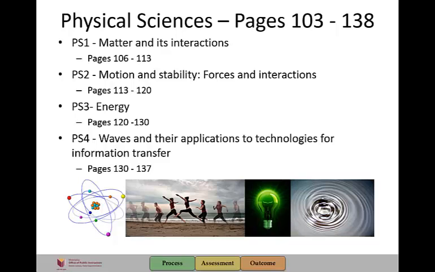So the first core idea is matter and its interactions. And the overarching question for this core idea is, how can we explain the structures, properties, and interactions of matter? The second core idea, PS2, is motion and stability, forces and interactions. The overarching question for this core idea is, how can one explain and predict interactions between objects and within systems of objects?